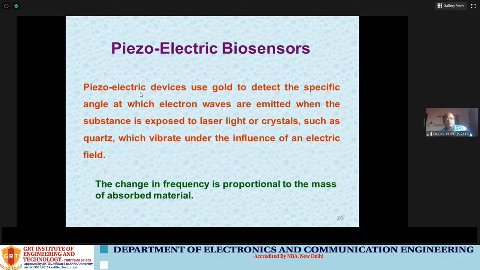Piezoelectric biosensor. Piezoelectric biosensor devices use gold to detect the specific angle at which electron waves are emitted when the substance is exposed to laser light, or crystals such as quartz. Quartz plays an important role in designing biosensors, as it gives a more stable system. So what is a piezoelectric biosensor? The change in frequency is proportional to the mass of the absorbed material. Based on this, a piezoelectric biosensor can be designed and analyzed.